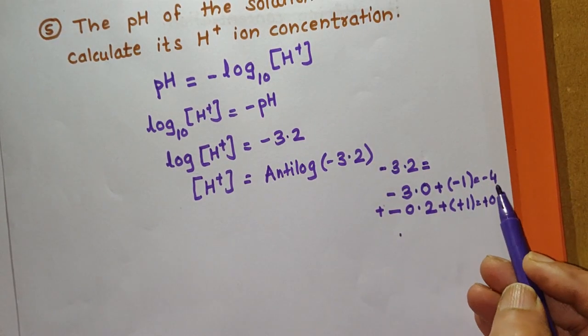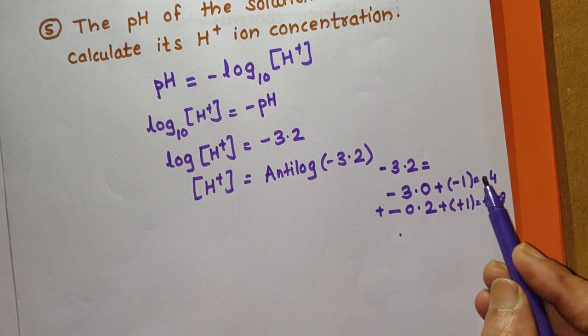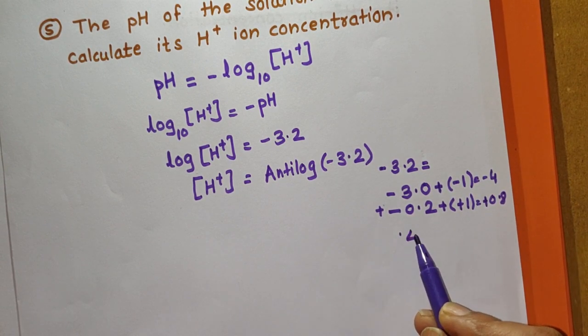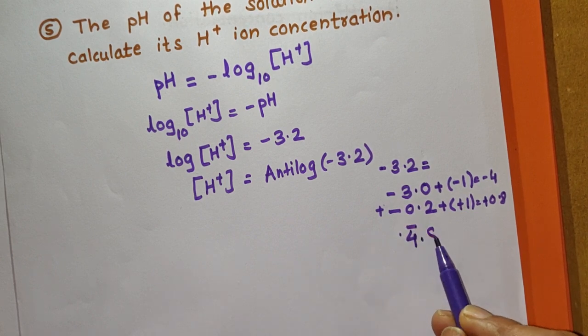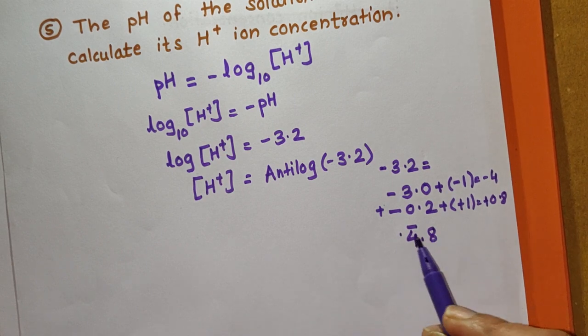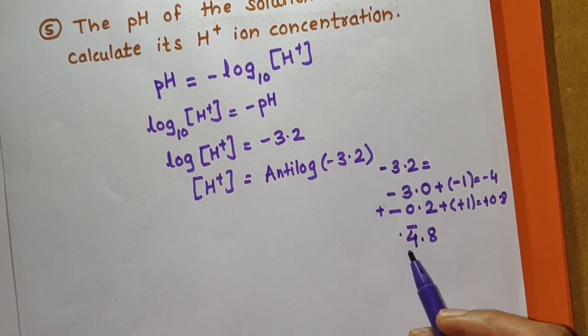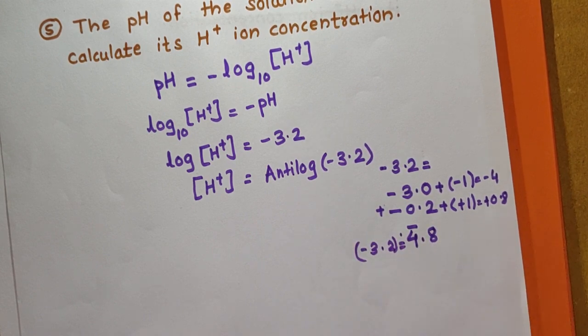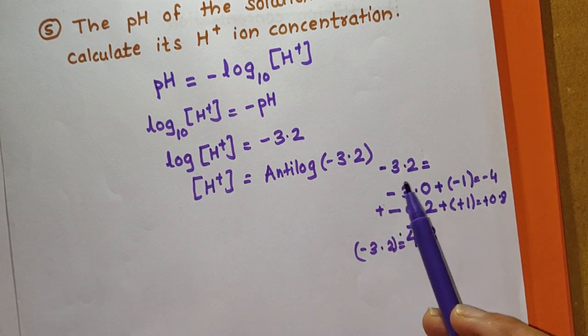So this number will become minus 4. The characteristic is negative and mantissa is positive, so you can write this as bar 4.8. Here only the characteristic is negative and mantissa is positive, and so remember that minus 3.2 is nothing but bar 4.8. See here, I will explain again.